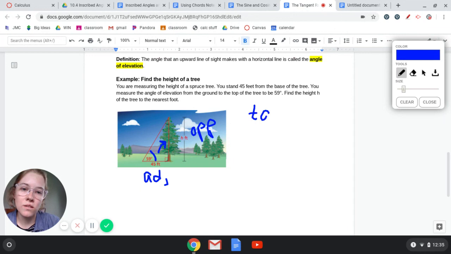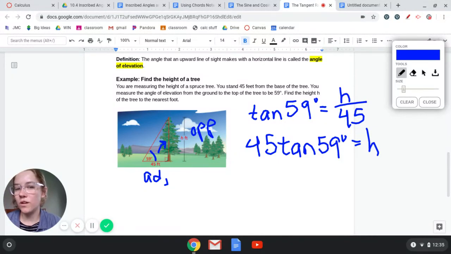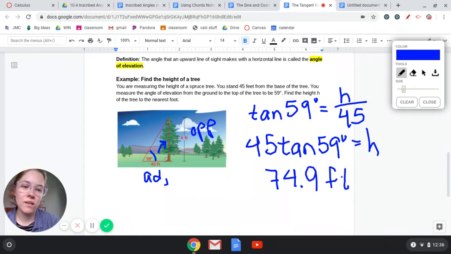So tangent of this reference angle, which is 59 degrees, equals the opposite side, which is h, we don't know it, over the adjacent side, 45 feet. Multiply both sides by 45 to get 45 times the tangent of 59 degrees equals the height. And then use your calculator. So 45 tan of 59 to get 74.9, so almost 75 feet is the height of this tree. Pretty cool, no?